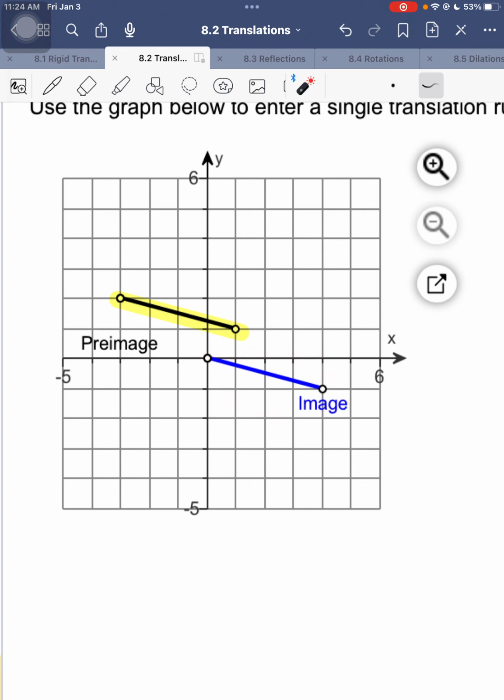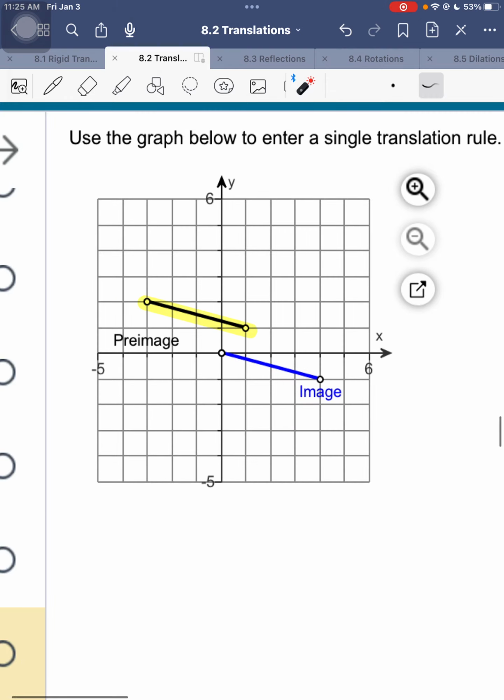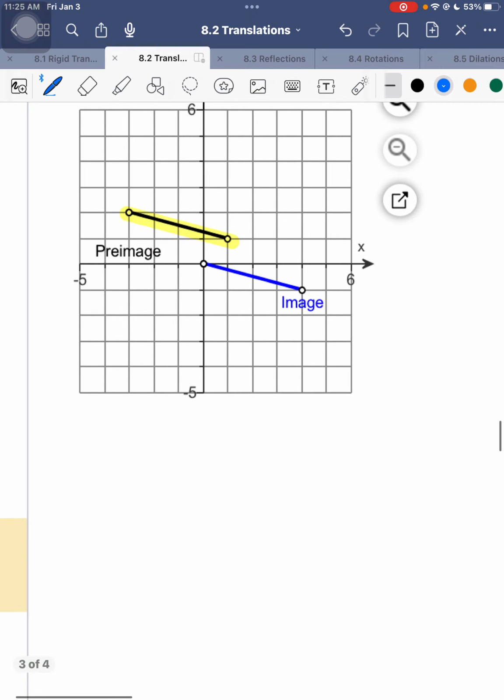Well, all you need to do is focus on one point, guys. Because if the whole figure moves together following one rule, wouldn't this lead to that and this lead to that? They'd both be the same. They would both have the same directions. So we just have to focus on one point. So my pre-image is always just going to be (x, y). Now, what's the rule that happened?